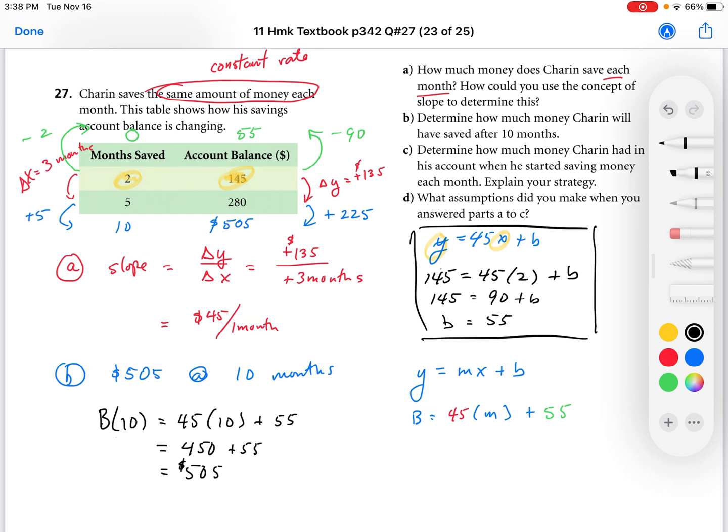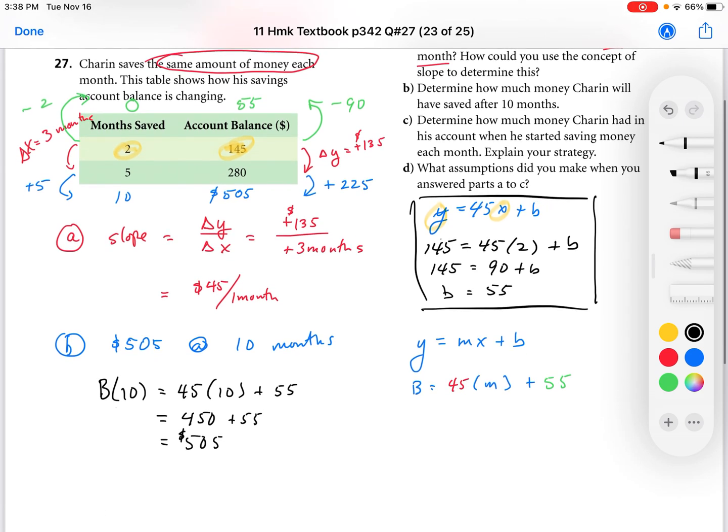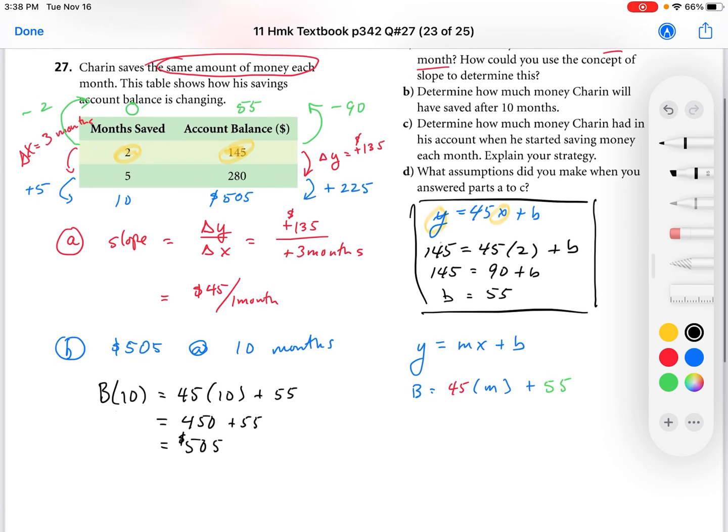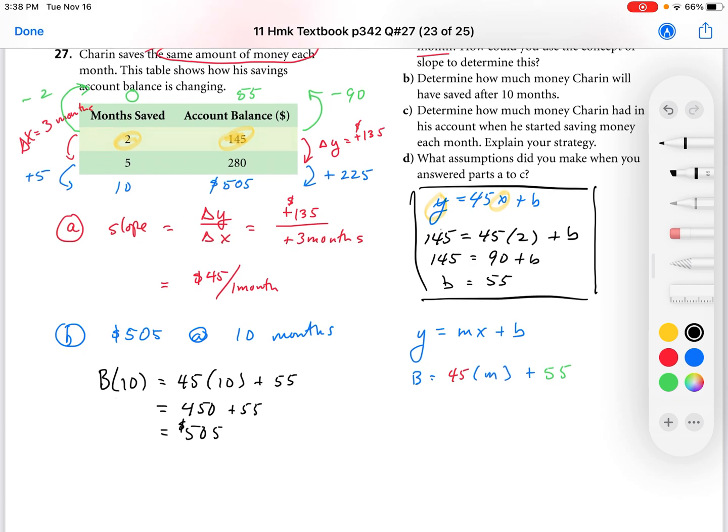The first way I counted in the table using the differences, the ratio of change. A second way was to solve for the equation and actually plug in 10 for the months in the equation. So part C says, determine how much money Shirin had in his account when he started saving his money. Well, that was the starting amount of $55.